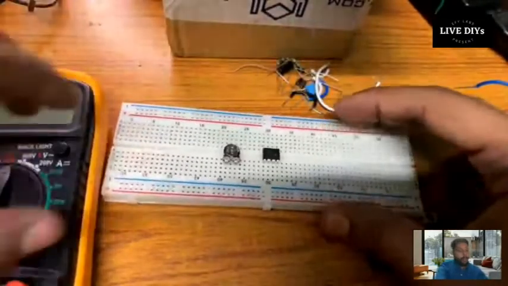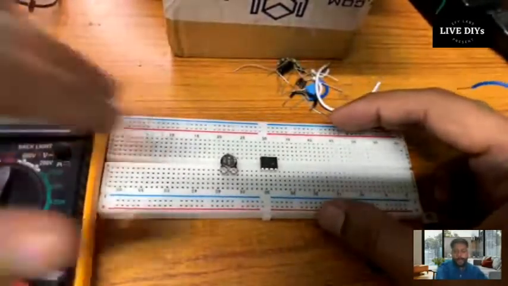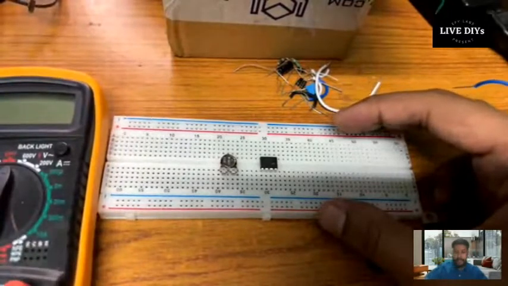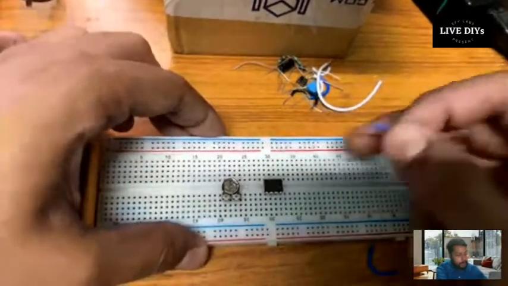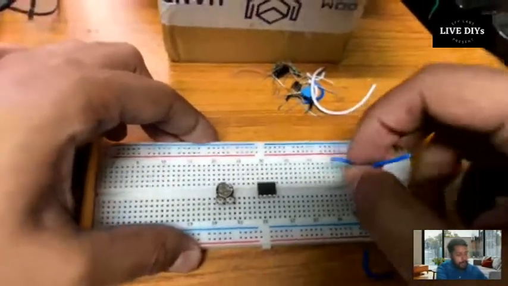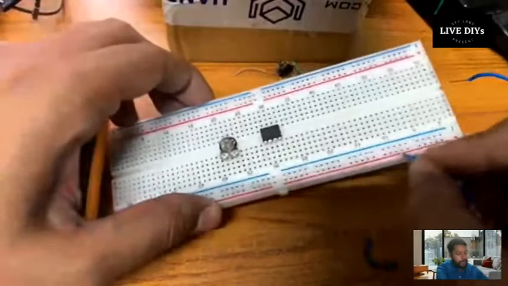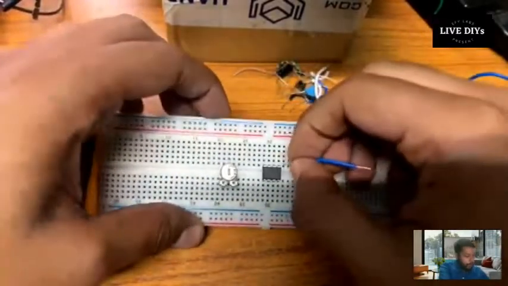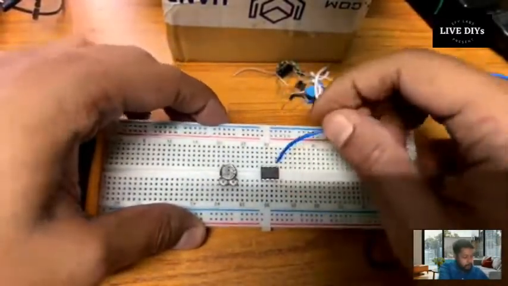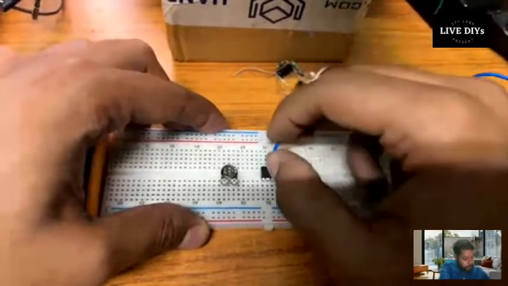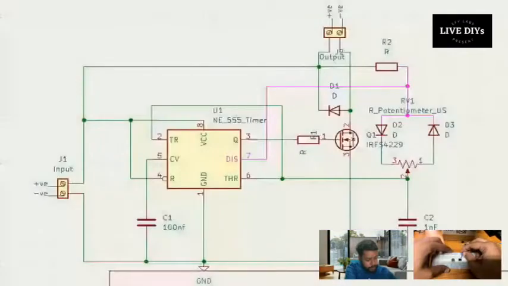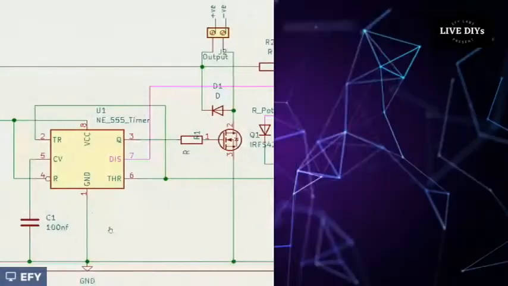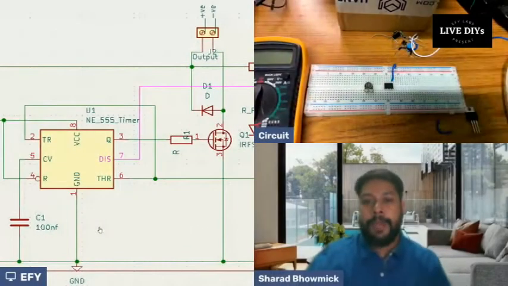So as shown in the circuit diagram, we'll connect pin 1 with ground. We are using the upper part, the blue one, as the ground terminal, and the lower part as the positive terminal. So I'll connect the first pin with the ground. Now our second pin is connected to pin number 6.